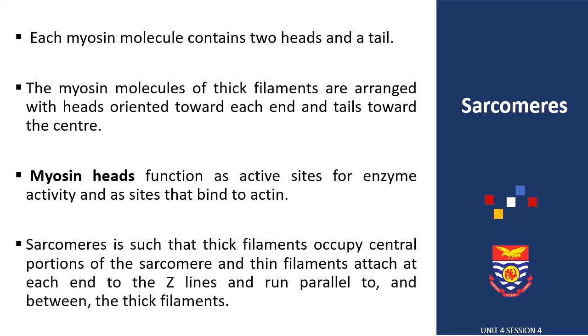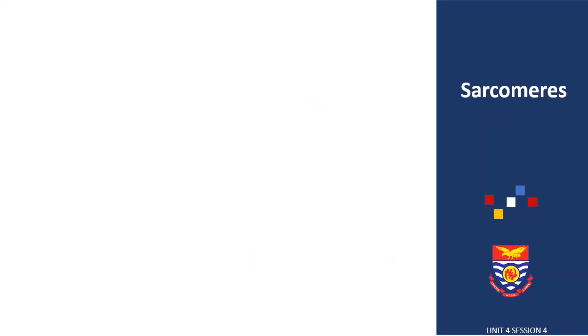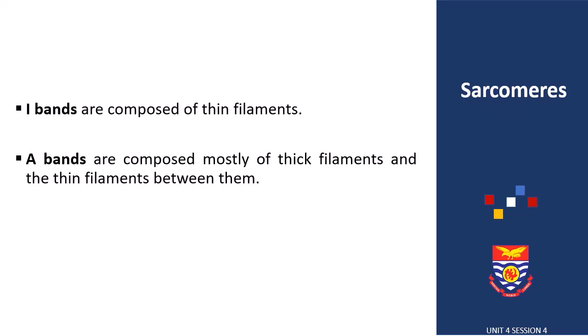So in sarcomeres, the thick filaments occupy the central portions of the sarcomere, whereas the thin filaments attach at each end to the Z lines and run parallel to and between the thick filaments. So far, we've learned that the I bands are made up of thin filaments, and each sarcomere has half of an I band at its ends, and the whole I band is shared between adjacent sarcomeres. The A band is also composed mostly of thick filaments and the thin filaments between them.